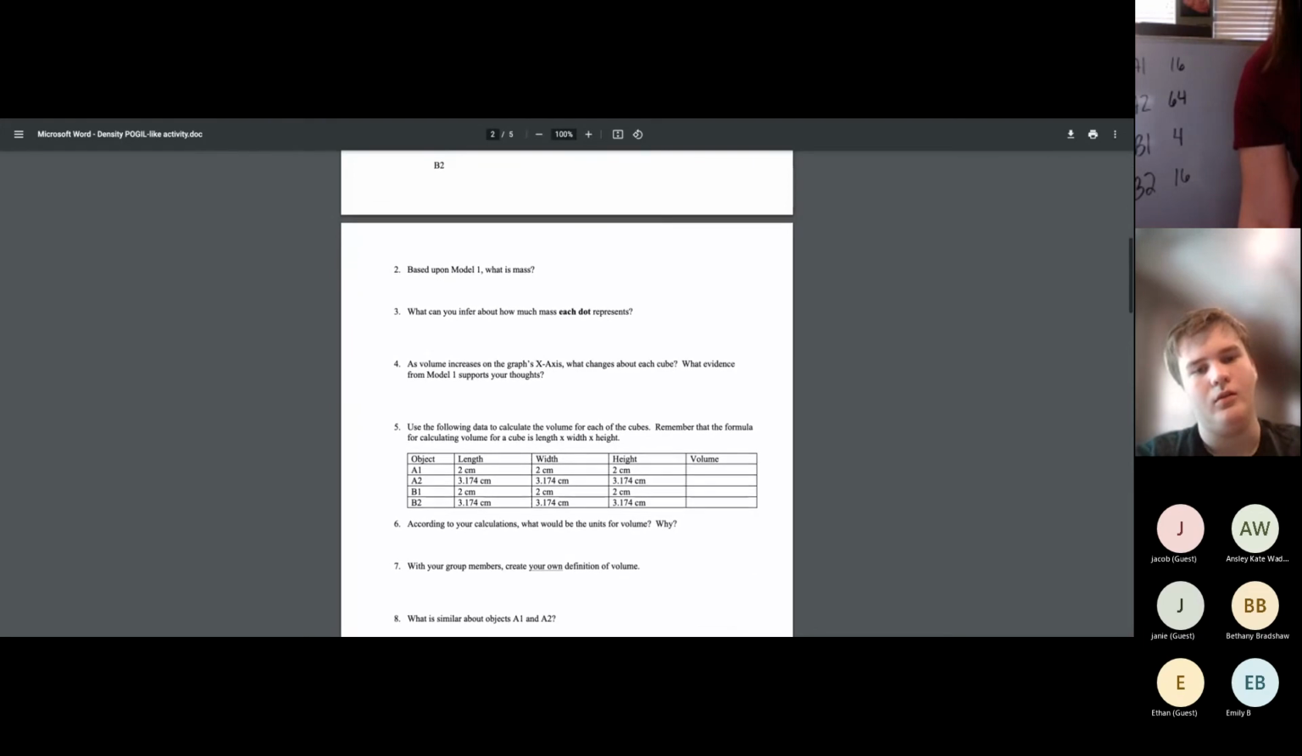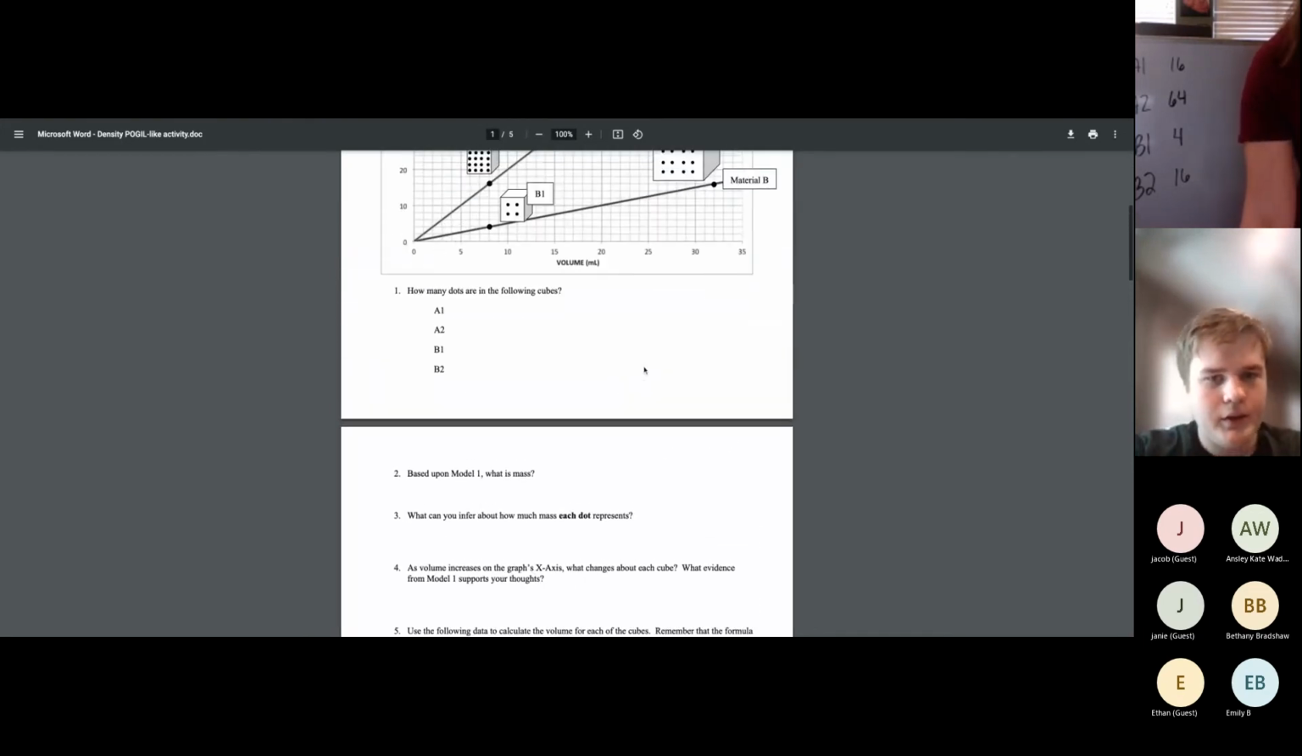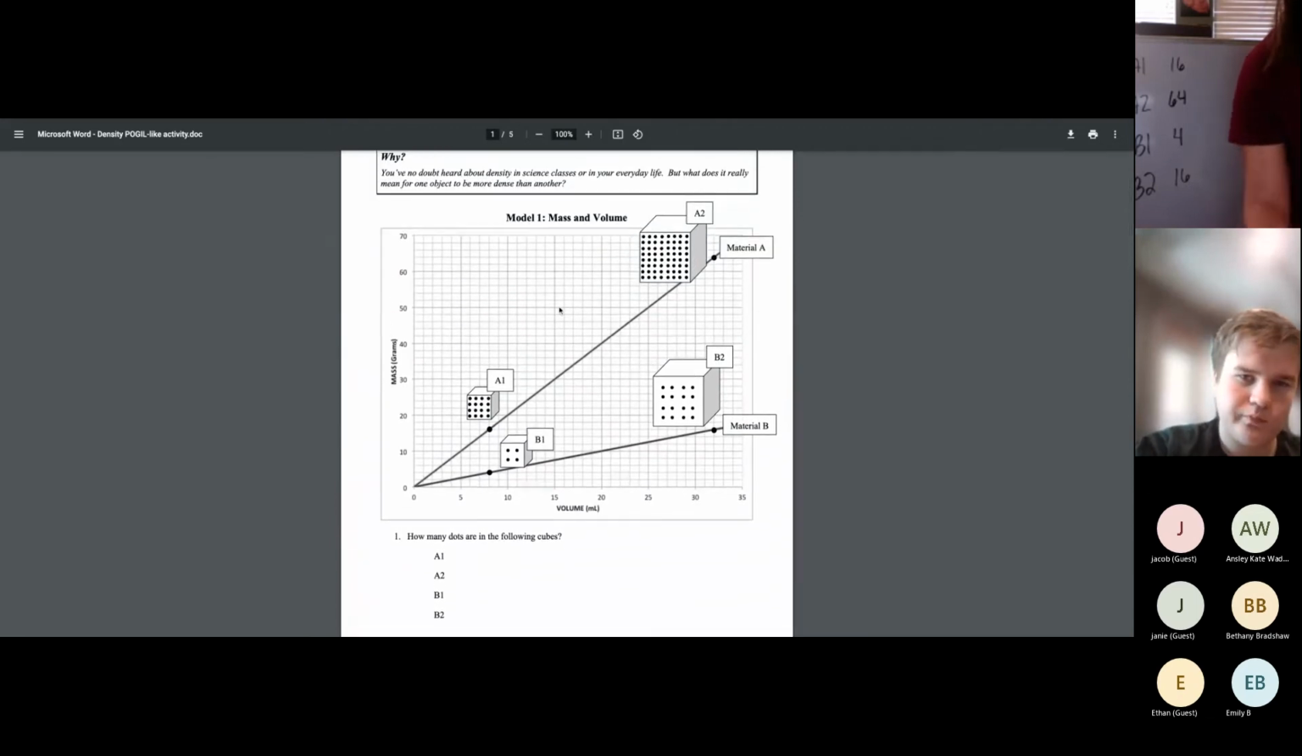So based on what we just looked at in model 1, what corresponds to our mass? What's going to be the direct part about each of these pictures that relates to mass? To help you answer that question, let's examine A1 and B1. B1 right here had 4 dots, and A1 had 16. So let's look at their mass.